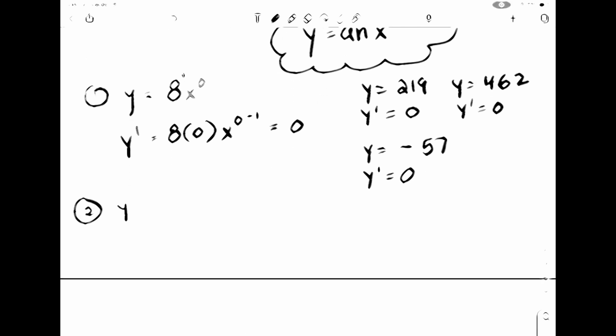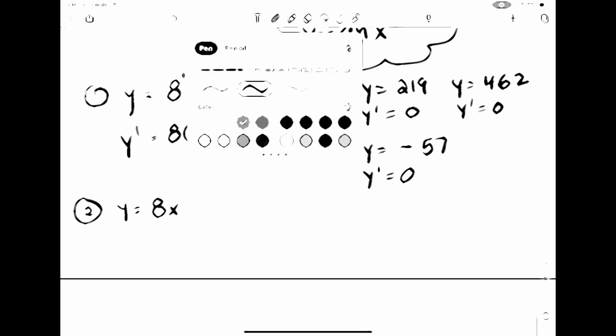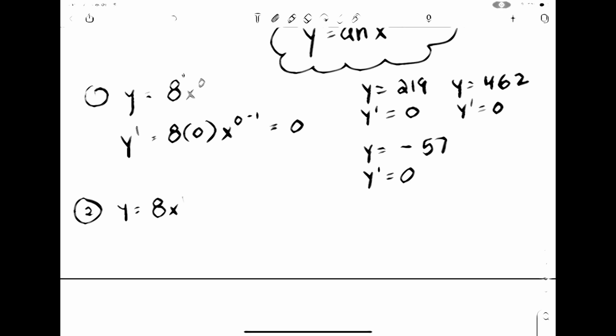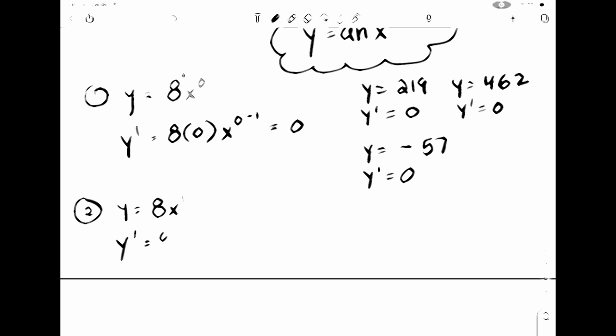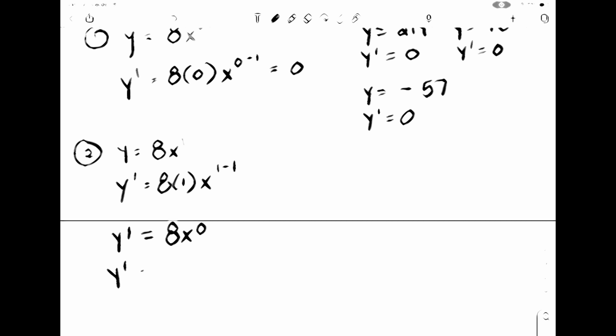If we take something like y equals 8x, well, that's 8 x to the first. We call this linear. When we take the derivative here, y prime equals 8 times 1, x to the 1 minus 1. So y prime equals 8 x to the 0. So y prime equals 8. Notice we've now got another shortcut. Whenever we're given a linear term, the derivative will simply be the coefficient.